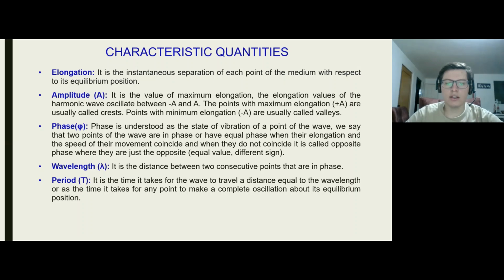Wavelength. It is the distance between two consecutive points that are in phase. Period is the time it takes for the wave to travel a distance equal to the wavelength, or the time it takes for any point to make a complete oscillation about the equilibrium position.